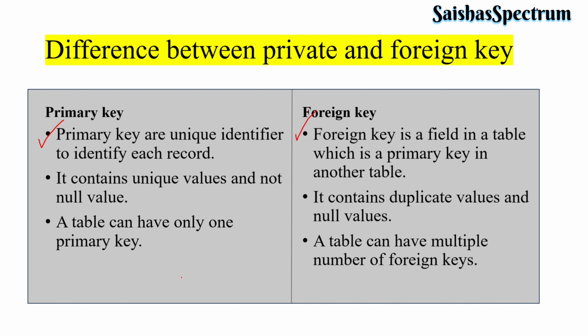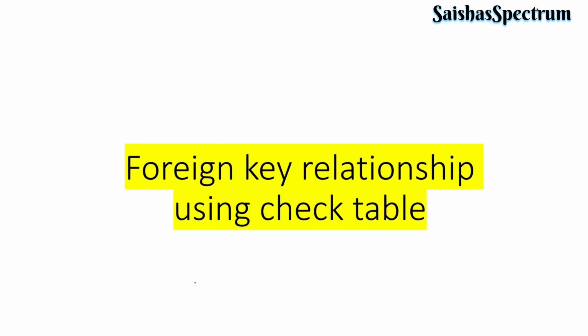Thereafter, a table can have only a single primary key, whereas a table can contain multiple foreign keys. In the next lecture, we are going to see about foreign key relationships using a check table.